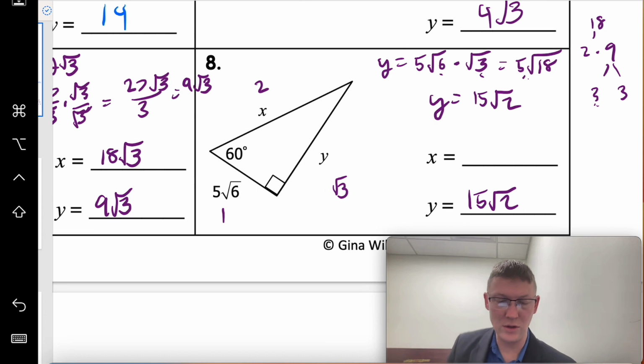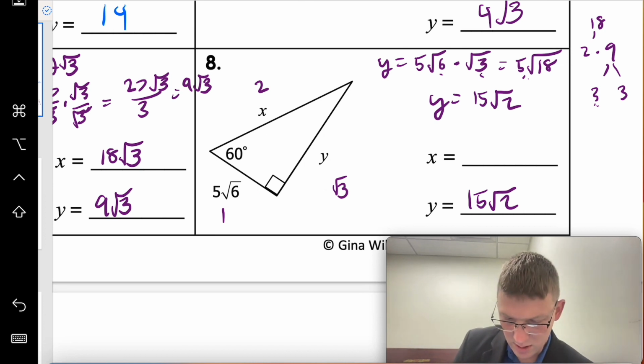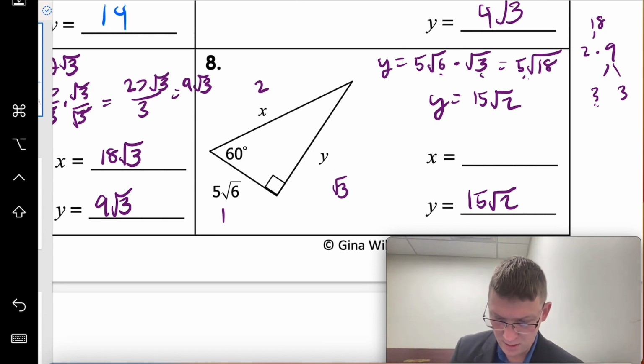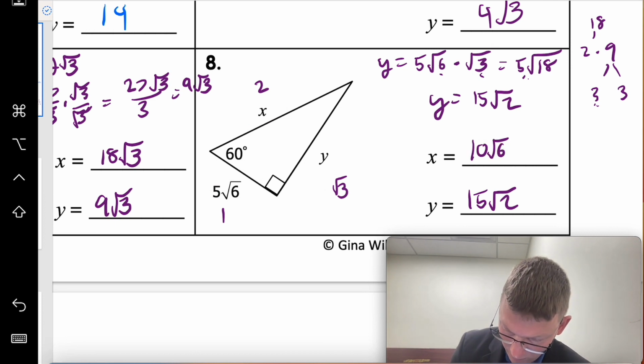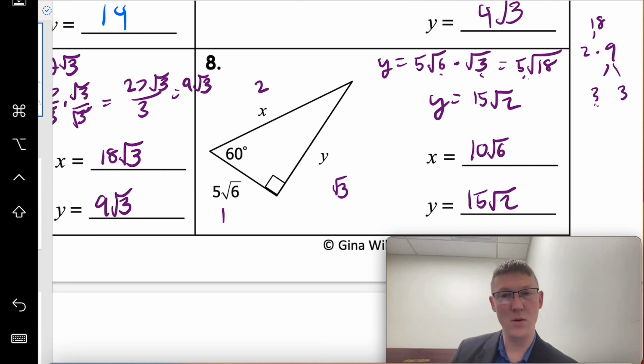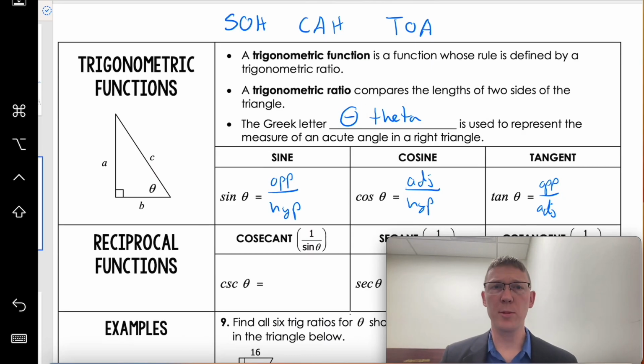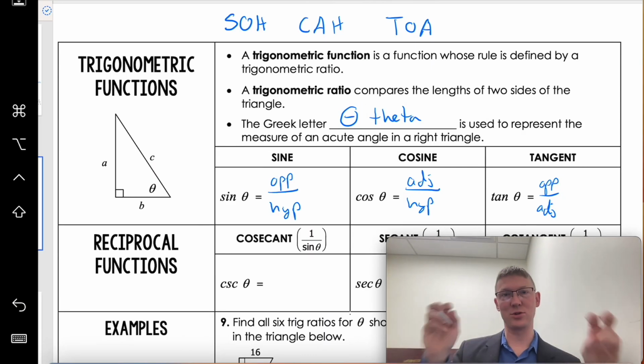We can shorten square root to root. So then our x, this guy right here, is just twice this. So that's easy enough. That's just going to be 10 square root of 6. And there you go.